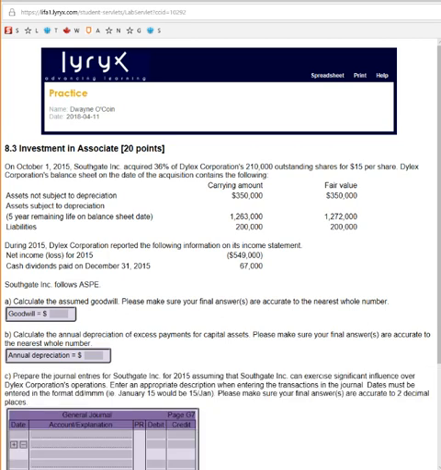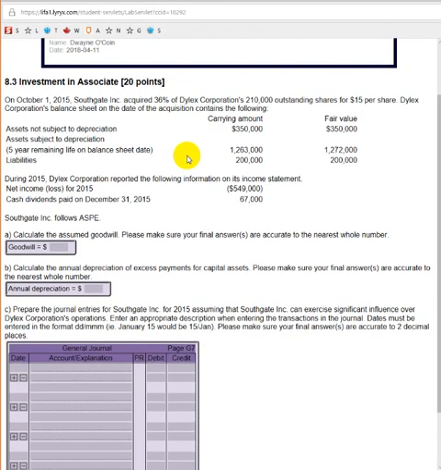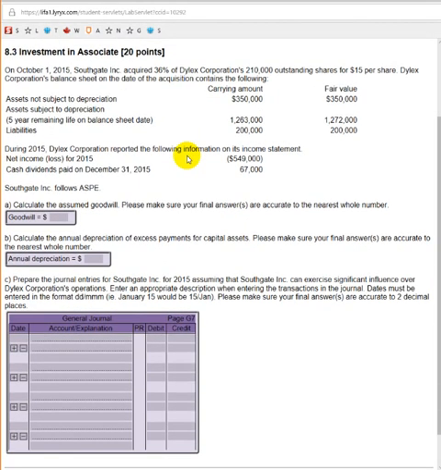Alright, welcome back. This is Lyrics Lab 8 in Business 353, and here we're dealing with a situation where we have an investment in an associate, so we're using the equity method. And we're given a bunch of information about an acquisition. We bought 36% of their 210,000 shares at $15 per share.